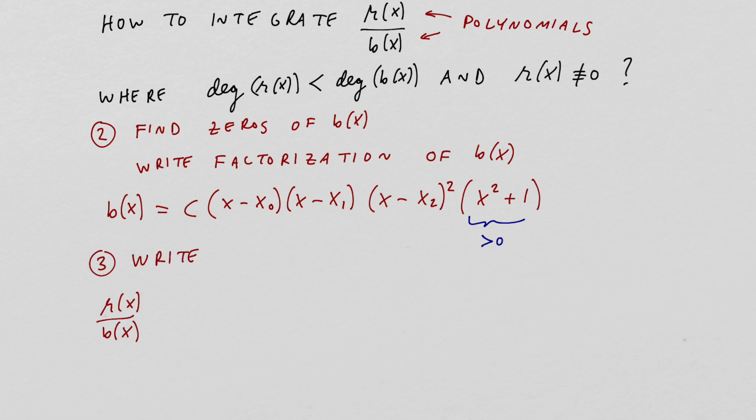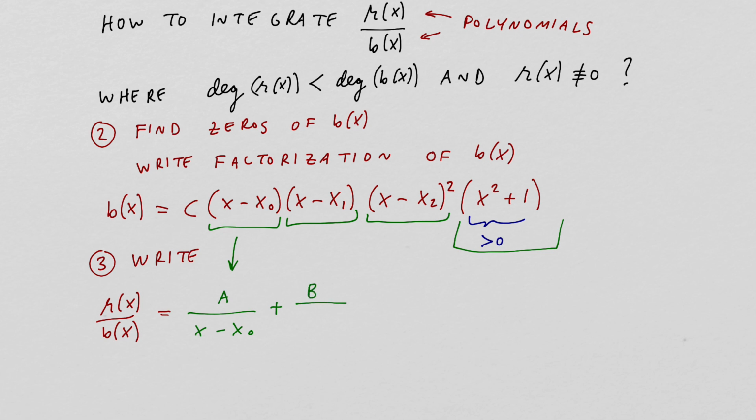Next, we can write our quotient in this way. We can pick up these factors from here and make terms which correspond to these. We can have a factor which is related to the first term. We can have a factor which is related to the second term.